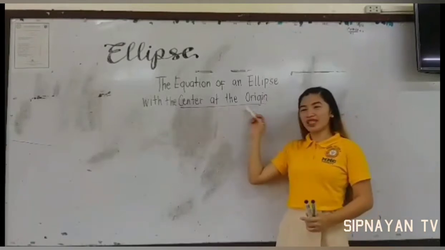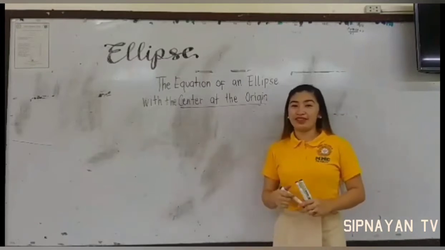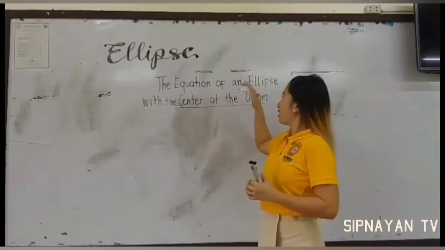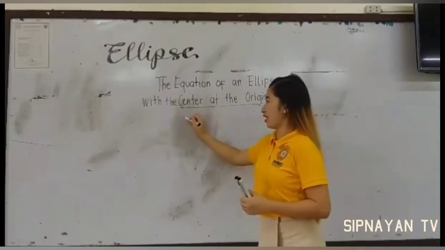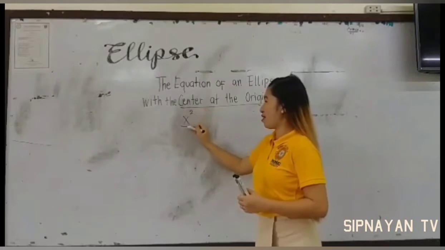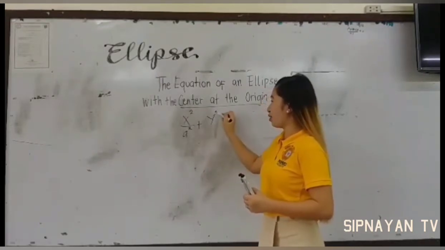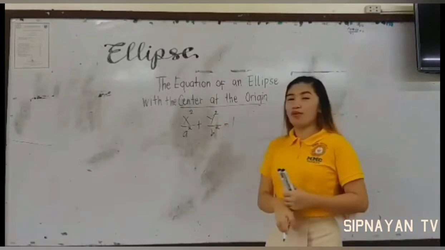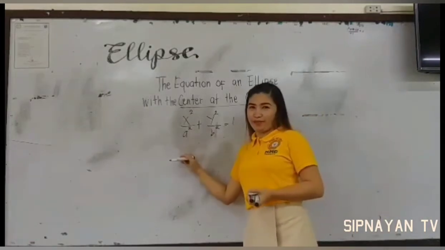Today we will discuss the equation of an ellipse centered at the origin. When we say centered at the origin, therefore our center is (0, 0). So the standard form of an ellipse centered at the origin is x squared divided by a squared plus y squared divided by b squared is equal to 1. This is the standard form.